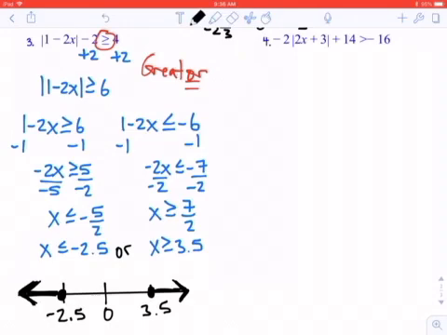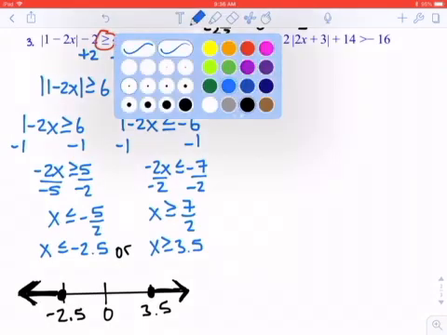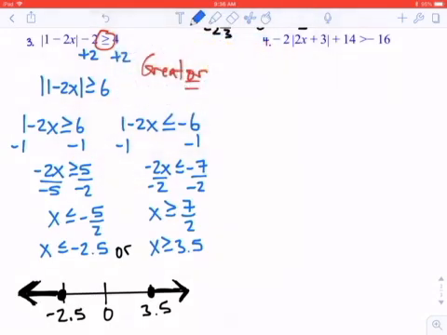Okay, so in the last example, let's see, we got a lot of stuff around our absolute value symbols we need to move. So let's subtract 14 first. And leave that negative 2 for a minute. So negative 2 times the absolute value of 2x plus 3 is greater than negative 30. And then we're going to divide both sides by negative 2.